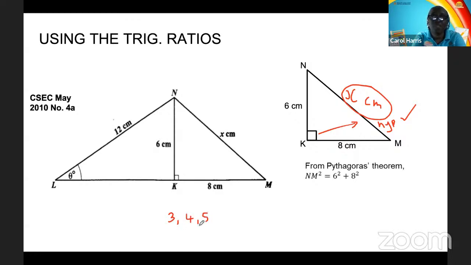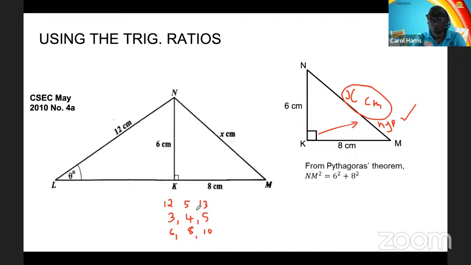6, 8, 10 is another. I think, what is it? Can't remember. Is it 11, 12, 13? 121, 144. No, that's not it. 5, 12, 13. Yeah, 144 and 25, 169. 5, 12, 13. Yes, I'm glad you picked up the mistake.